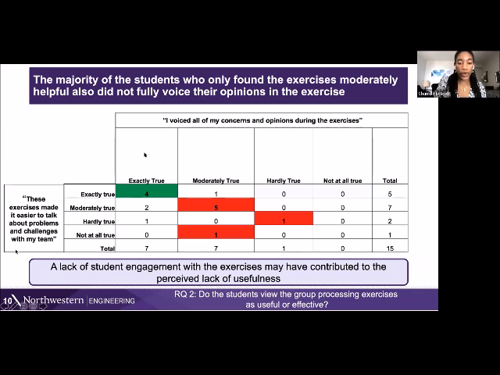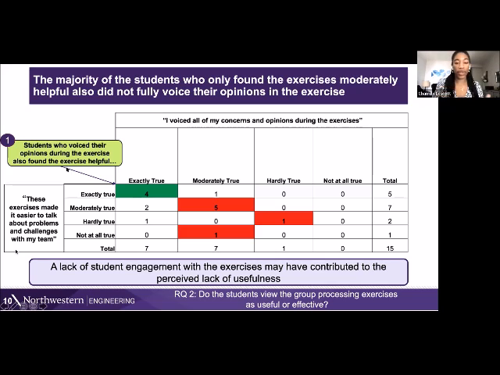And we see a couple groups appear. So we have this first group highlighted in green, where students who voiced their opinions during the exercise found it very helpful. It was exactly true for them. The exercise was helpful, and they also felt like they voiced their opinions.